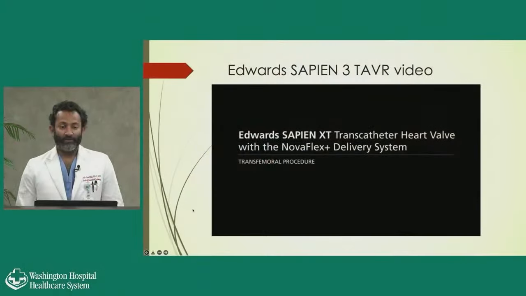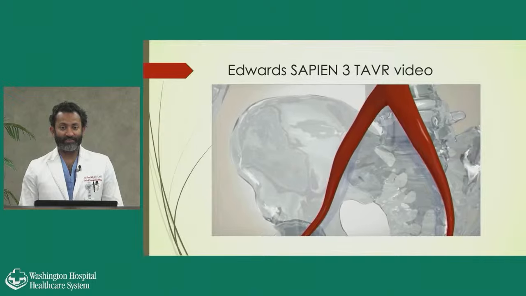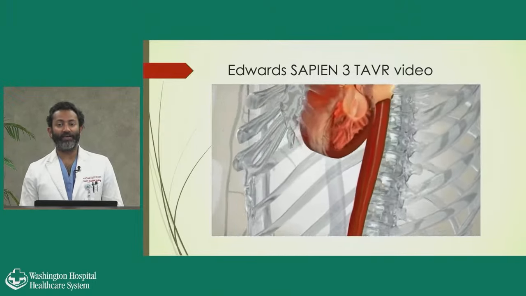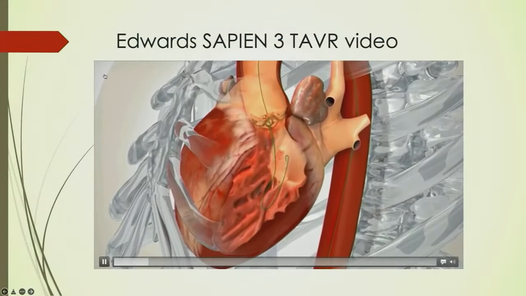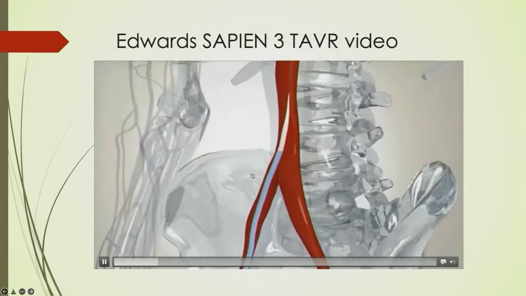I want to take us through this video, which is made by one of the heart valve vendors, to show you how exactly we can replace your heart valve without open heart surgery. As you can see, this is the femoral artery near your leg, and a catheter goes all the way into the valve. Right here you can see this is the aortic valve, this is your heart, and that's the catheter coming all the way from the femoral artery.